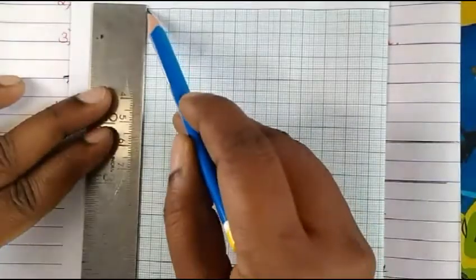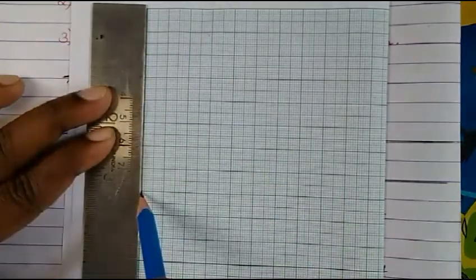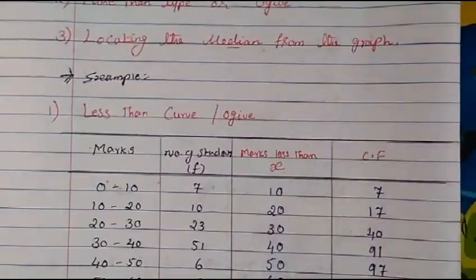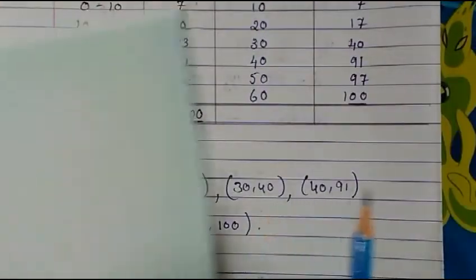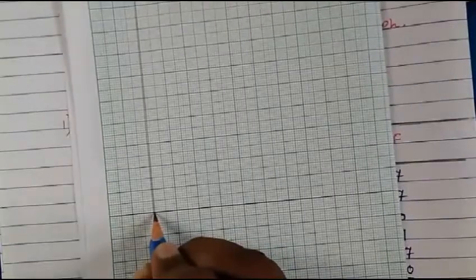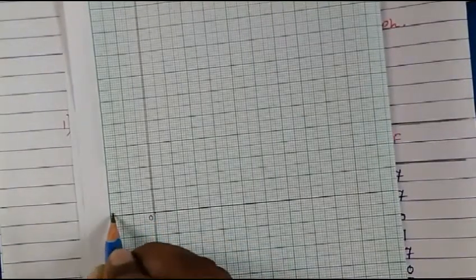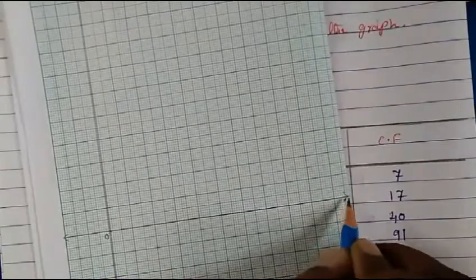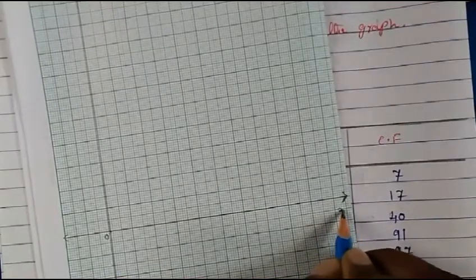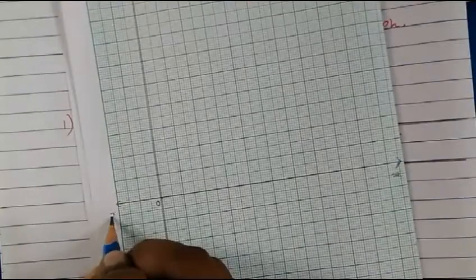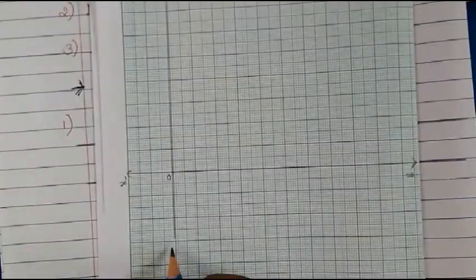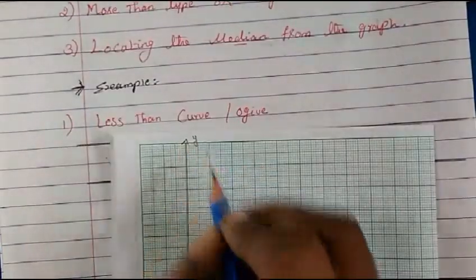I am taking the first quadrant more because all our points are positive. All the points are in positive, so I am taking the first quadrant because our graph will be coming in the first quadrant. So this becomes our origin. This is our x-axis, this is our x dash, this is our y dash, and here it is y.